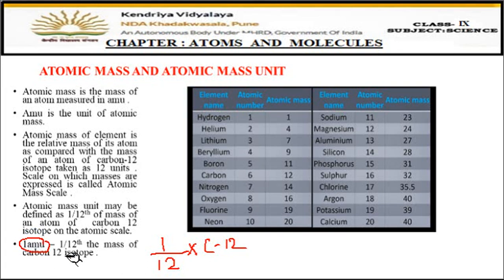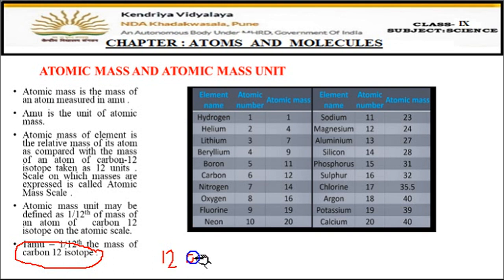So you must know that the atomic mass of every element is measured by taking carbon 12 as a standard element. Why is only carbon 12 taken? Because carbon 12 atoms are found abundantly in nature, everywhere in nature, and that's why carbon 12 is taken as a standard atom. The mass of carbon 12 is 12 atomic mass units.